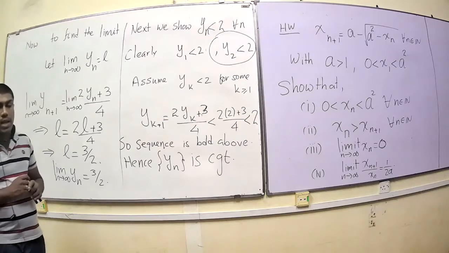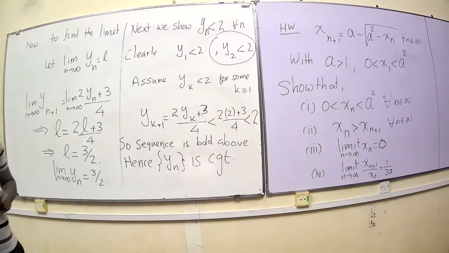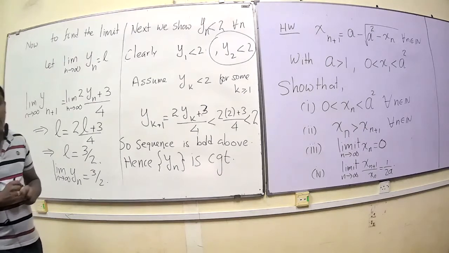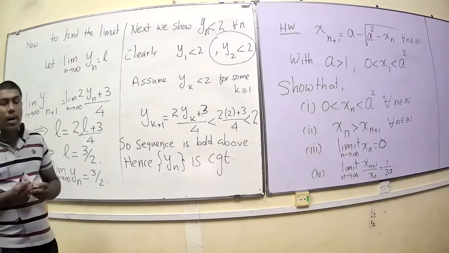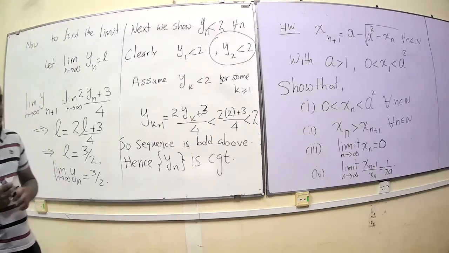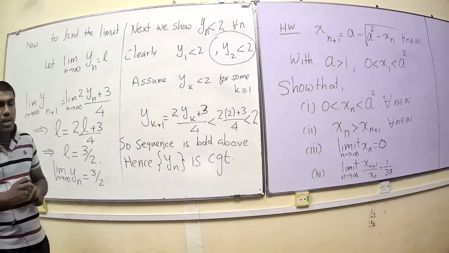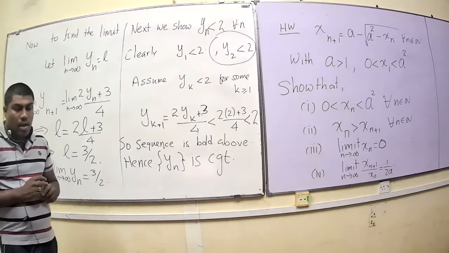So the sequence xn lies between 0 and a square for all n, right? Because the n equal to 1 case is given as true. So all you have to do is show it for the n equals k plus 1 case when it is true for the n equals k case.